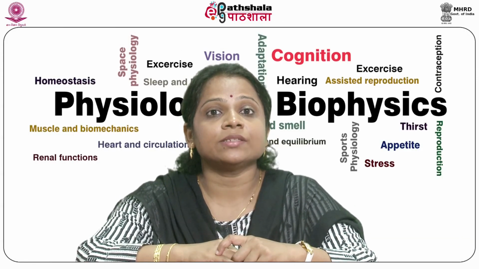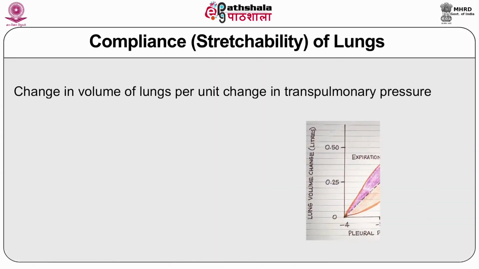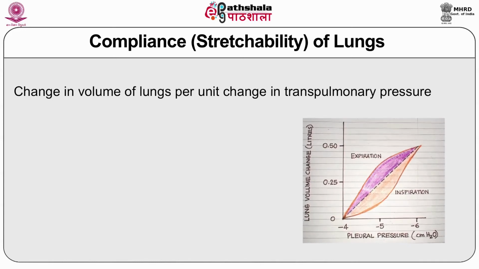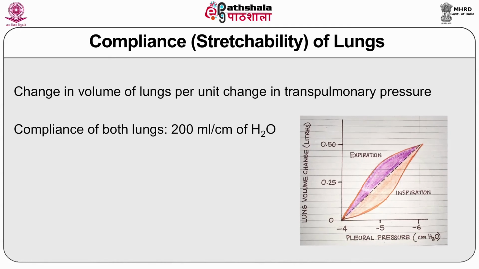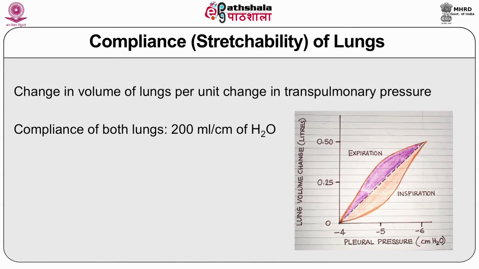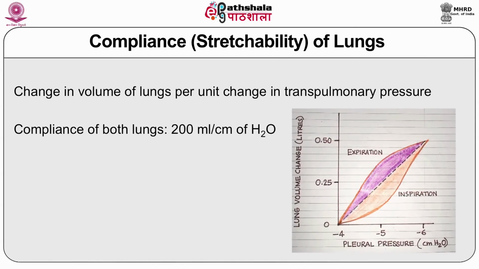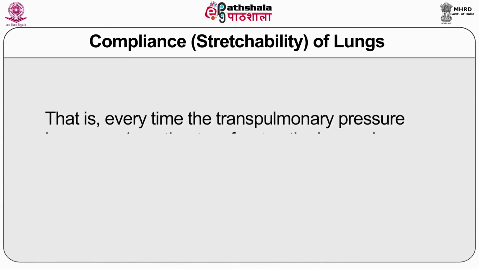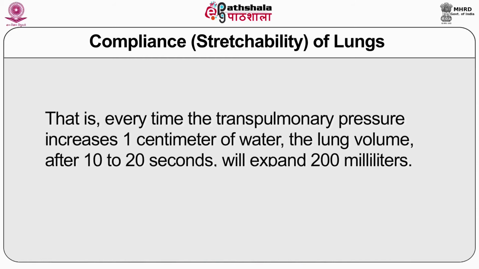Now, what is the compliance of the lungs? Compliance of the lungs is the change in volume of lungs per unit change in transpulmonary pressure. The total compliance of both lungs together in the normal adult human being averages about 200 milliliters of air per centimeter of water transpulmonary pressure. That is, every time the transpulmonary pressure increases by 1 centimeter of water, the lung volume after 10 to 20 seconds will expand by 200 milliliters.